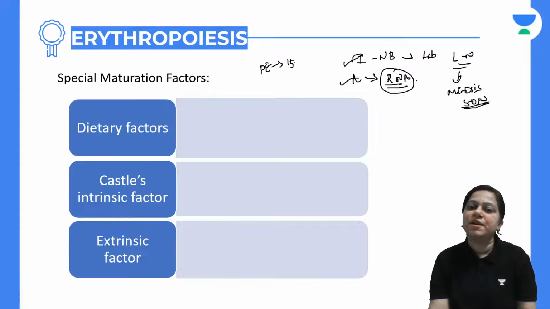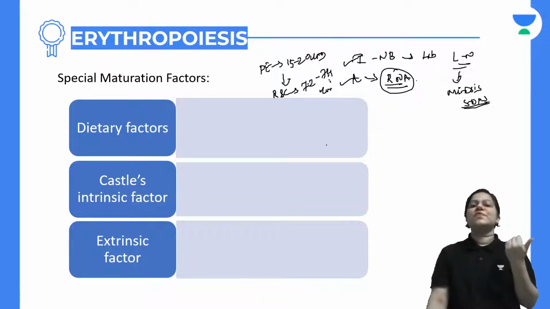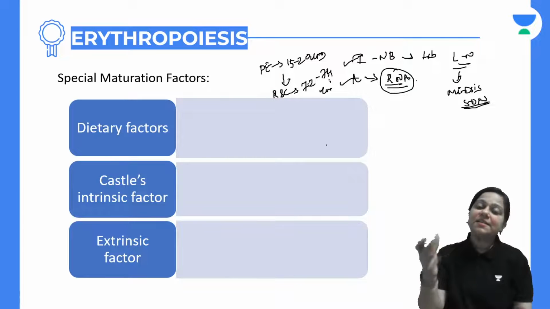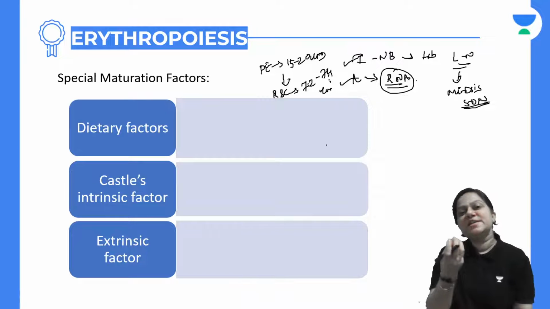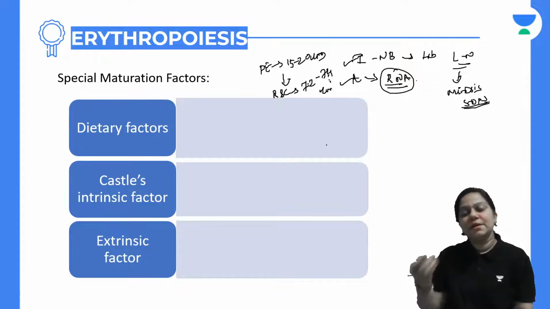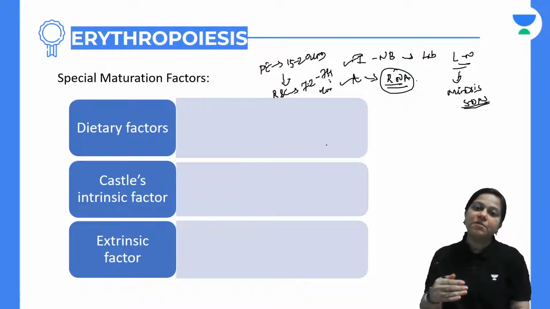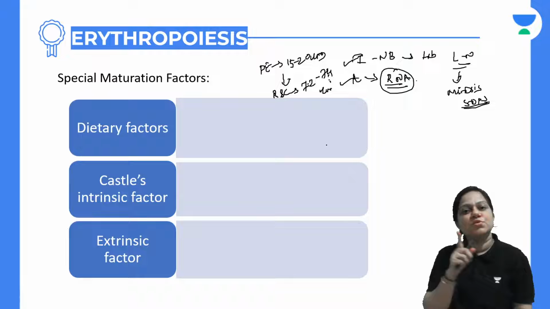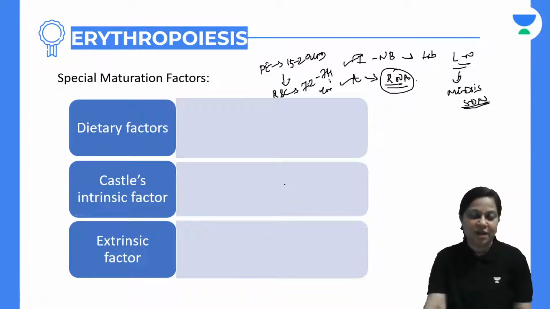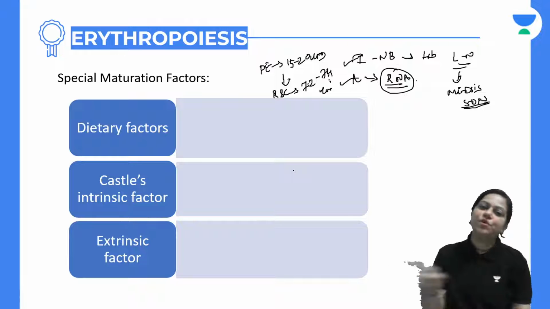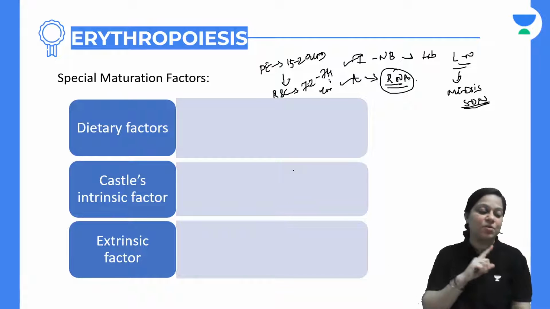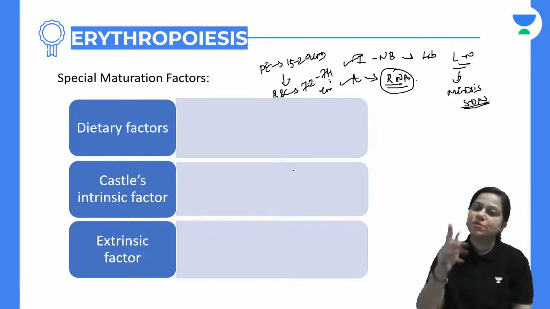Proerythroblast size is 15 to 20 micrometer. The mature RBC size is 7.2 to 7.4 micrometer. So as erythropoiesis goes on, the cell size reduces. The nucleus becomes condensed and finally disappears. At one stage hemoglobin appears. In the reticulocyte there are only remnants of RNA, and then the mature RBC forms, which is a disc-like structure with no nucleus, no mitochondria, no endoplasmic reticulum, no ribosomes, nothing like a typical cell. So that is about the stages.